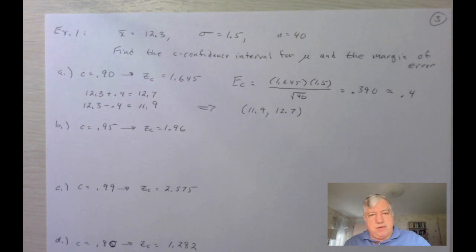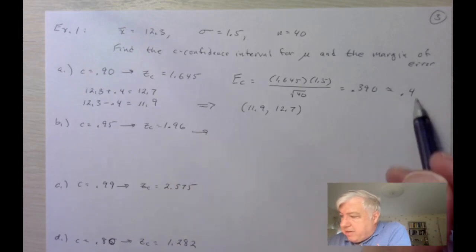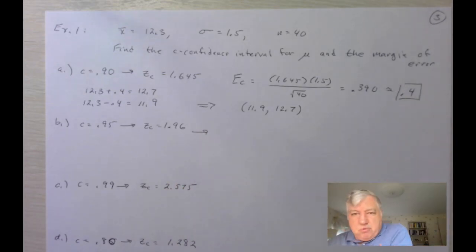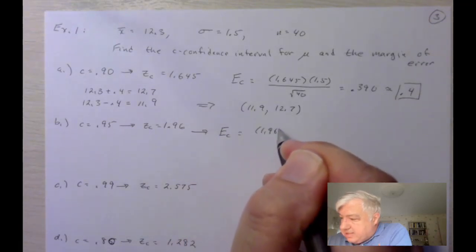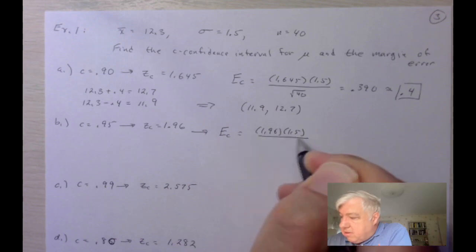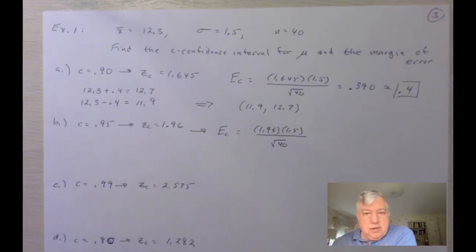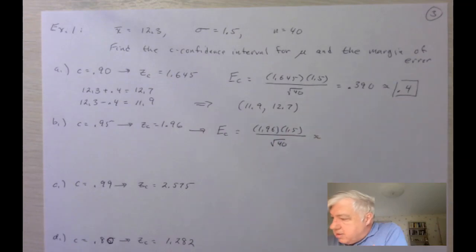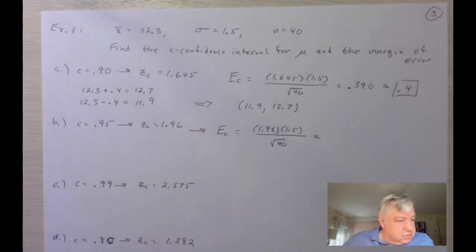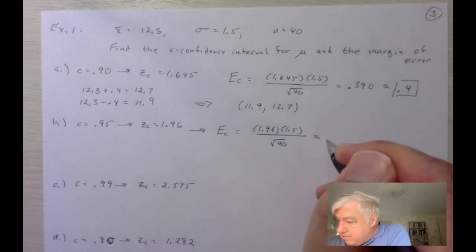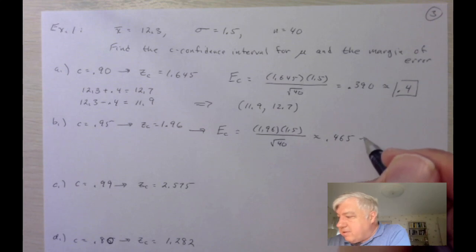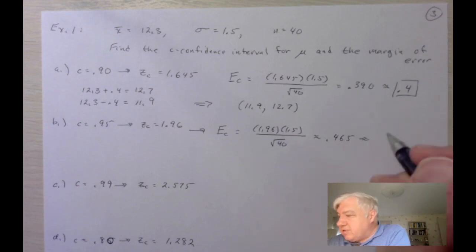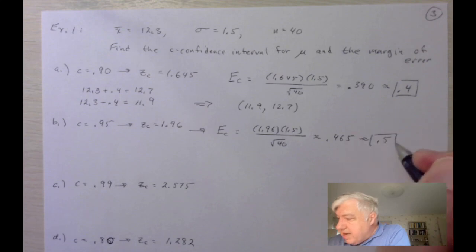If we do the same thing when c is 0.95, then the margin of error, by the way, the margin of error in this last example would be 0.4. Here the margin of error would be 1.96 times 1.5 over the square root of 40. And this would be approximately equal to 0.465, which we round to the nearest number, which is 0.5. Okay, so that's our margin of error.